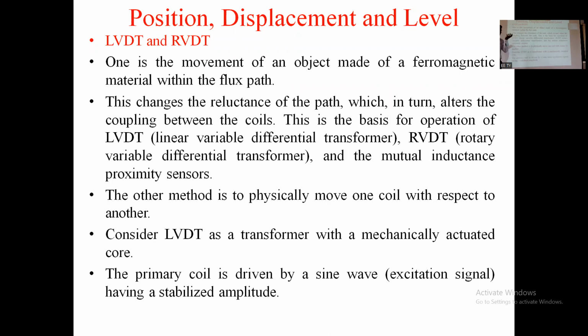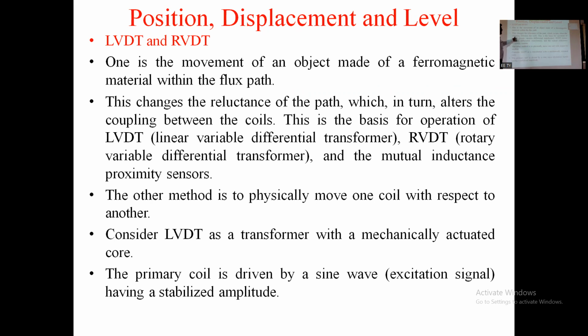So there is a linear movement of the ferromagnetic material. If the reluctance changes, that means the flux obtained at the secondary side will change. If the flux linkage to the secondary side changes, the induced EMF at the secondary side will change. Okay, the induced EMF will change.